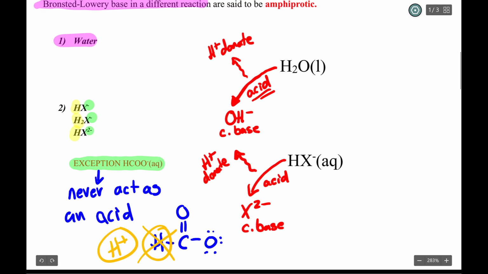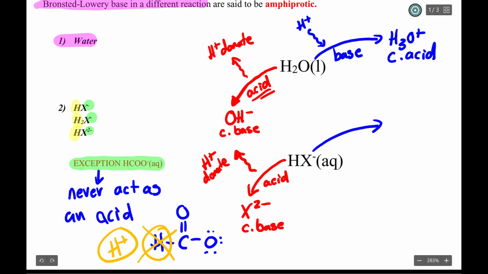Okay, let's talk about these two things acting as a base. If a hydrogen ion came in and was accepted by water, it would be acting as a base. It would produce H3O+, which would then be its conjugate acid. Along with HX-, because it has a negative charge, it is attracted to positive things such as protons. So if it accepted an H+, it would be acting as a base, and it would turn into H2X, which would be its conjugate acid.